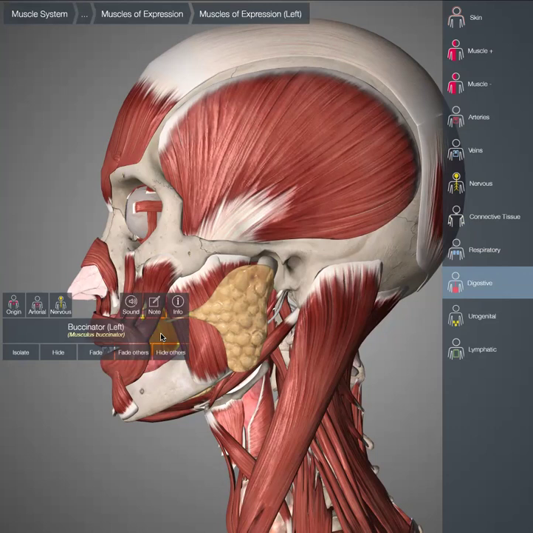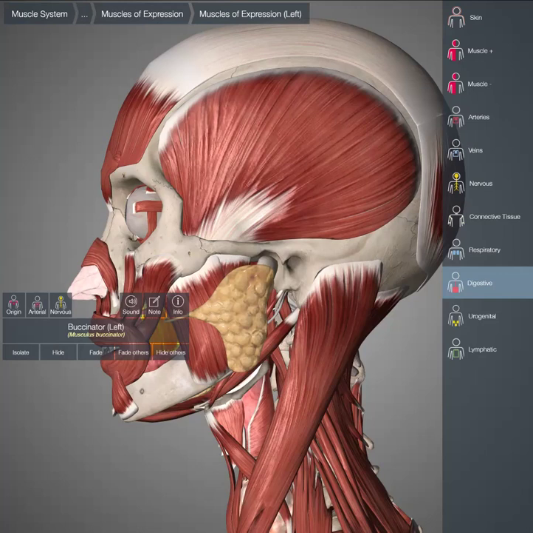The parotid gland has a duct called the Stensen duct or parotid duct that takes the content and pierces the buccinator muscle and releases its content near the second upper molar tooth.